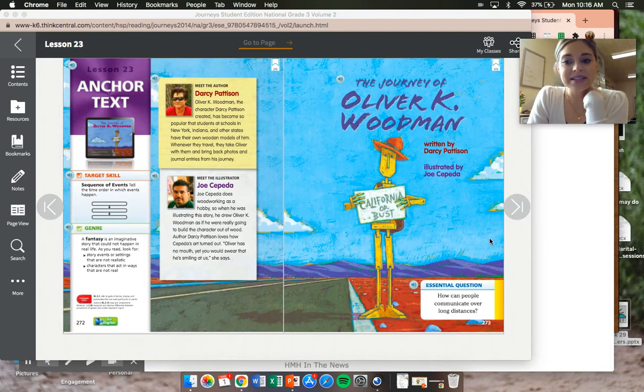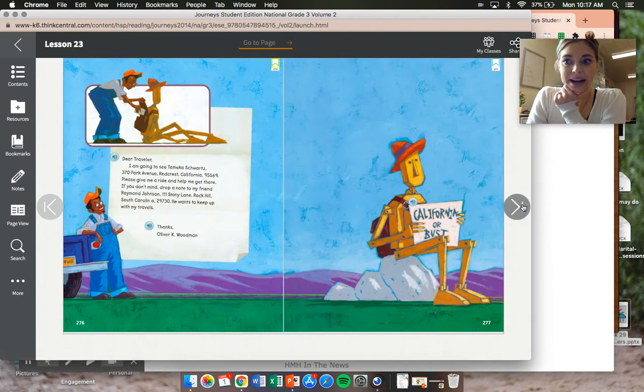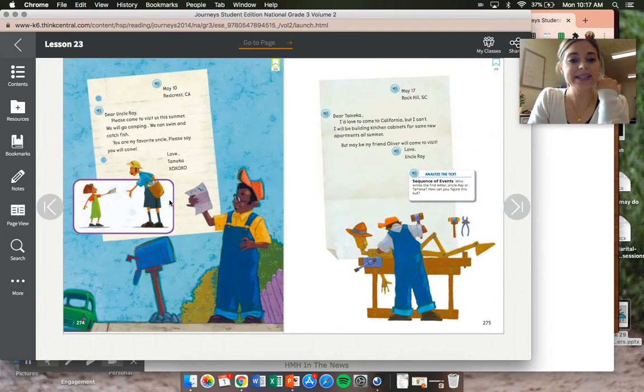As you read this story yesterday, I'm sure you realized that it is told by writing letters back and forth between Tamika, who is a little girl, probably about your age, and her Uncle Ray. They both write letters back and forth, and Tamika really wants Uncle Ray to come visit her in California. The way I can tell that she is in California is because right here it says Red Crest, California, and this is her letter.